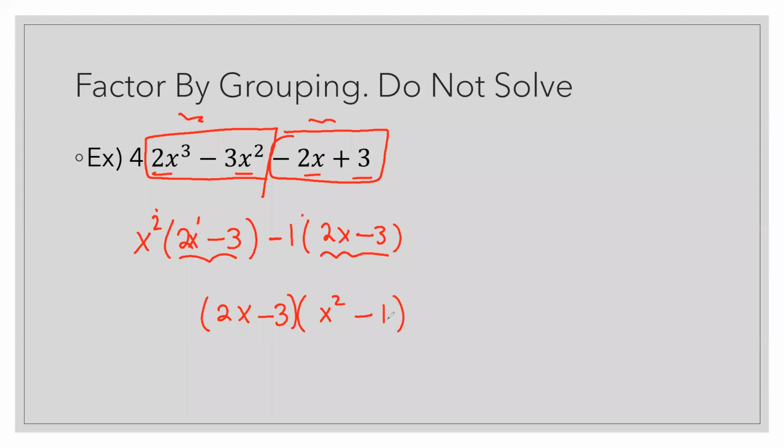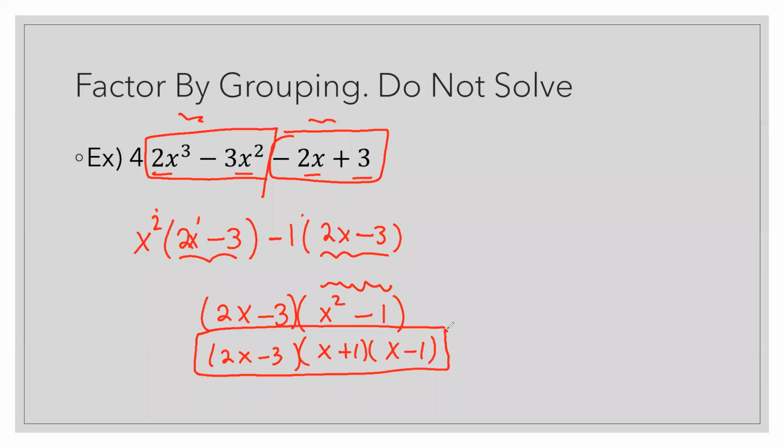Now, you got to ask yourself, is this the most factored form we can factor? We actually can do one more. We can factor it even more. X squared minus 1 is a perfect square. I don't think I've talked about perfect square yet, but I'll do it in another video. But x squared minus 1 can be factored out as x plus 1, x minus 1, and then you have 2x minus 3. Okay, so that is your final answer.